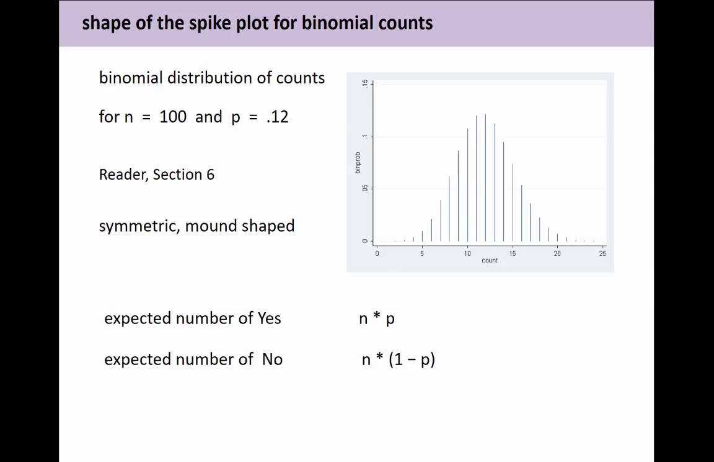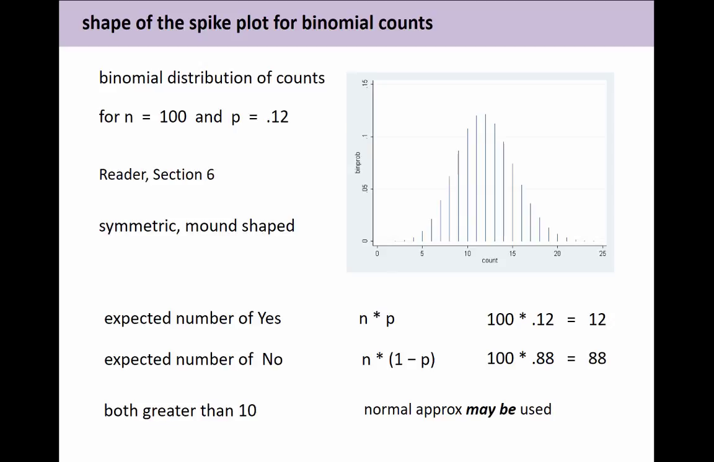This looks like a symmetric mound-shaped, bell-shaped distribution. And if you work out the expected number of yes and the expected number of no, that's simply 100 times 0.12 or 12, and 100 times 0.88 or 88. And so both of these expected counts are greater than 10. And so the normal approximation for binomial counts may be used here. You don't have to use it, but in this situation, because the picture looks like a symmetric normal curve, the normal approximation will be fine, and the conditions Baldi and Moore are suggesting to us will be satisfied.